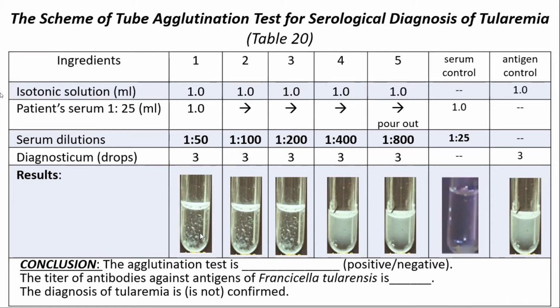And it is positive in the first 3 tubes because you can see flakes here. It is a positive result. It means the diagnosticum antigen binds to antibody and finally forms flakes. If negative, you can see turbidity due to the presence of particulate antigen. That's a common rule.